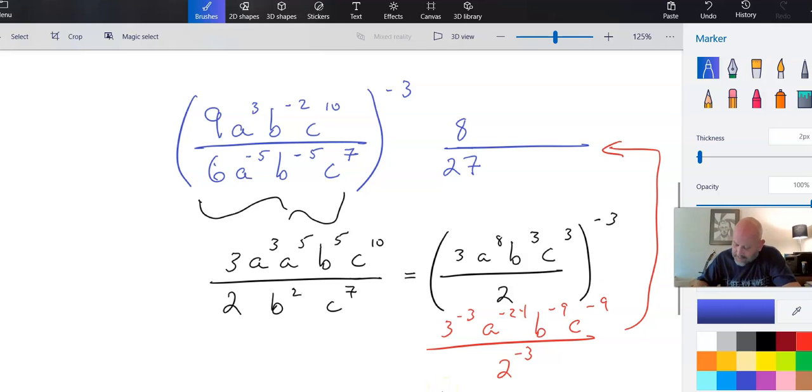Now, looking at the rest of this stuff, all I have are the variables. Everybody has a negative exponent, so I'm just going to sort them. So it looks like everyone moves to the bottom. A to the 24th, B to the 9th, C to the 9th. And I'll just move that 8 so it looks a little nicer here in the center.